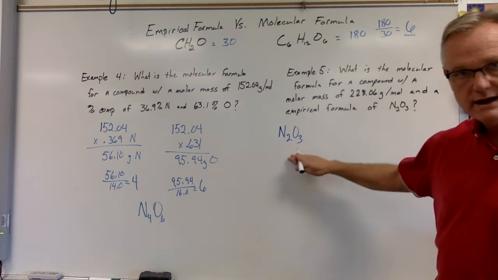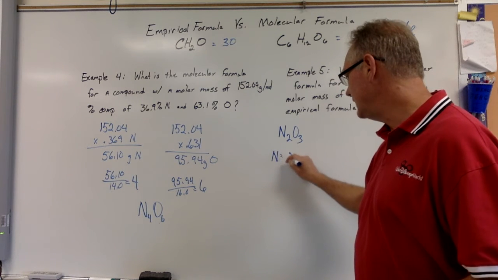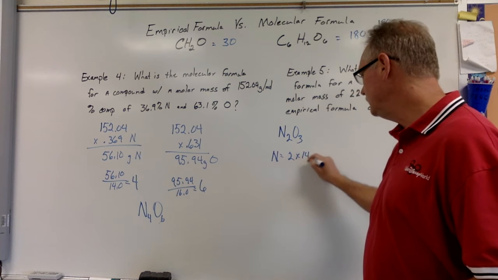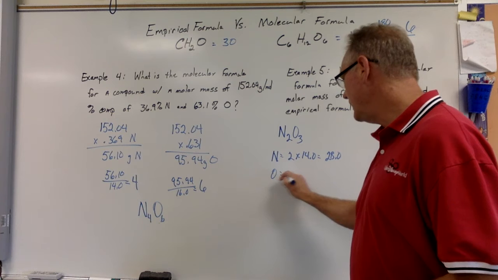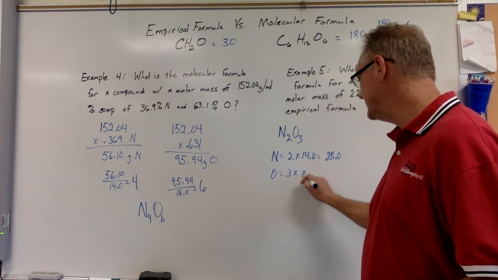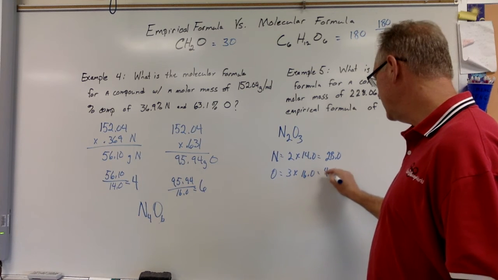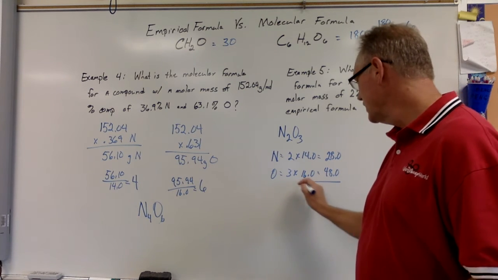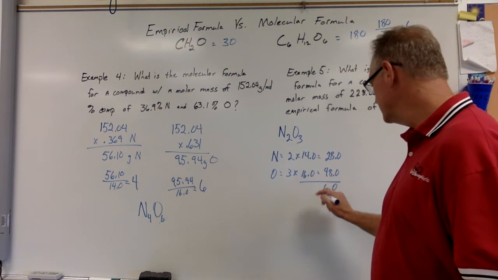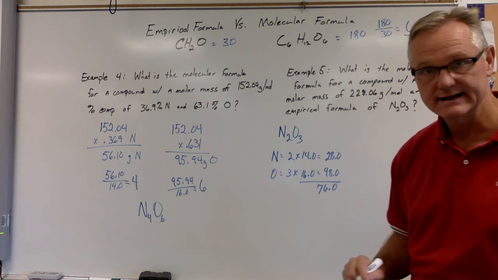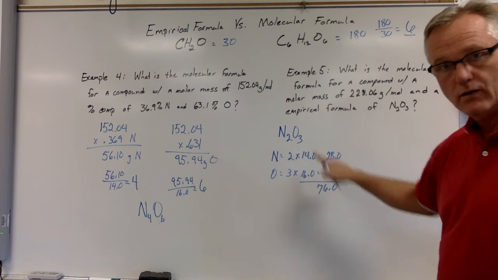So what I can do instead is just simply say, let's do it like this, N2O3. What is the mass of this? In order to do it, I'd say I have 2 nitrogens. That's going to be 14.0 for a total of 28.0. I have 3 oxygens at 16.0 for a total of 48.0. So now I'm going to add the two together. I get 76.0 is my empirical mass.